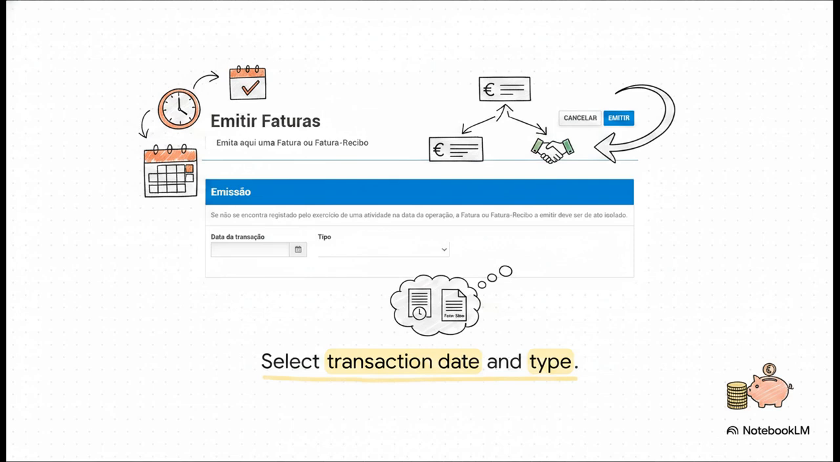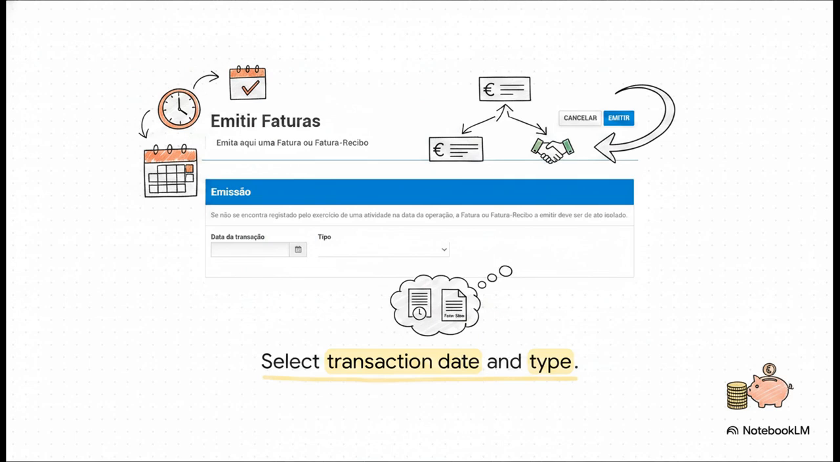All right, Section 3, Issuing Invoices or Receipts. So this is it, the core of our explainer, filling out the actual form to get paid. When you hit emitir on the dashboard, it leads you right here to the emissions form. Now, the absolutely crucial first move is right up at the top. You have to set the data da transação, the transaction date. Basically, this is the date the service was completed or the goods were handed over.